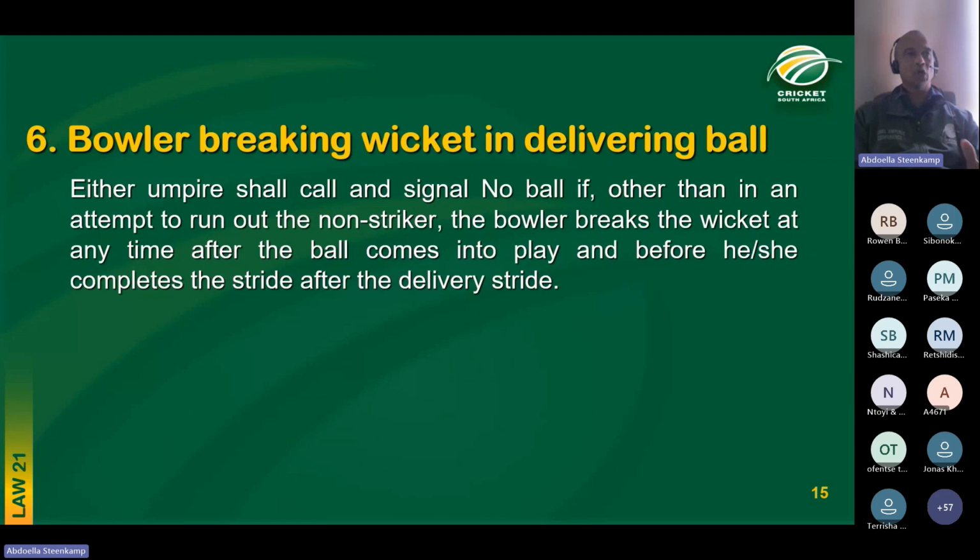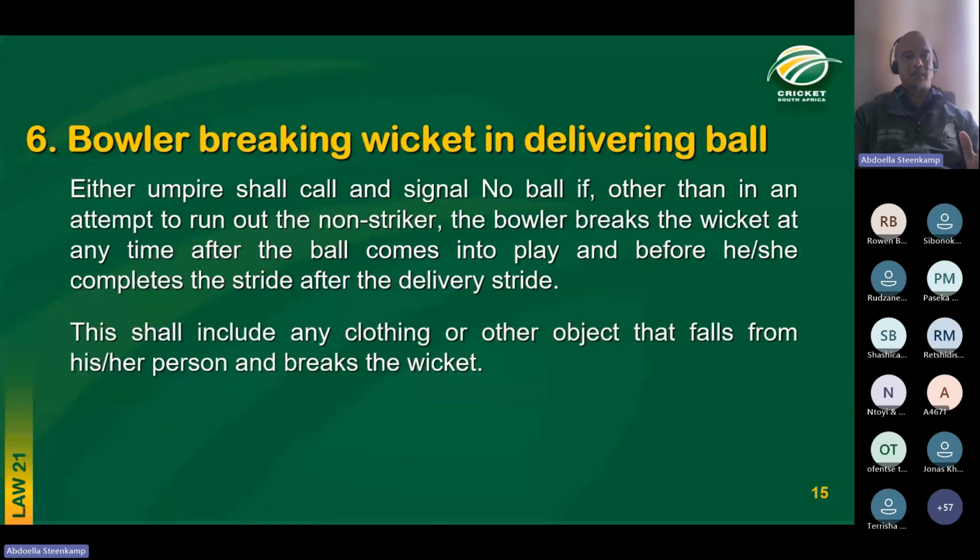So any part of the bowler's person. The law includes any clothing or object that might fall from the bowler's person onto the wicket and put one or both bails down, i.e. break the wicket. You'll often find bowlers bowling with those small hand towels. If while that bowler is delivering the ball, that hand towel falls onto the stumps, putting one bail or both bails on the floor, that wicket is down. The law wants you to call and signal no ball.